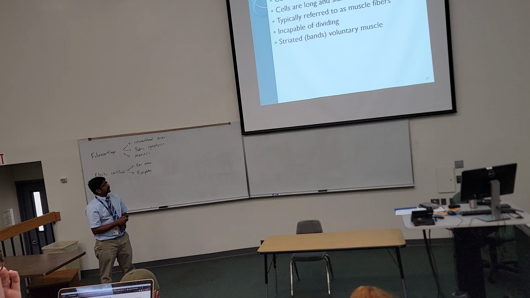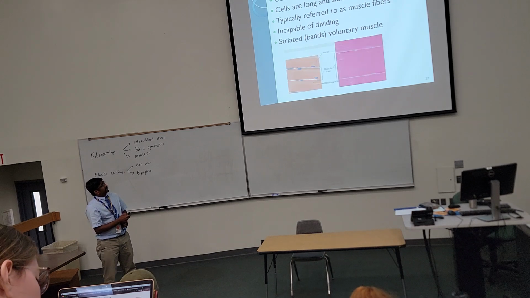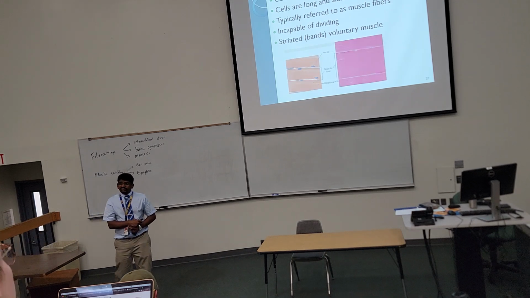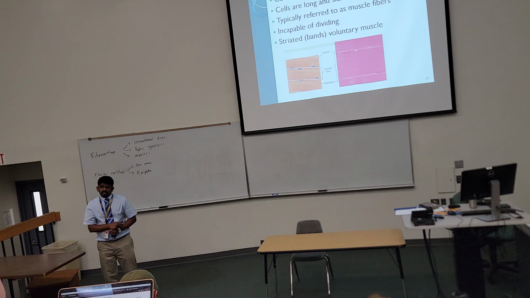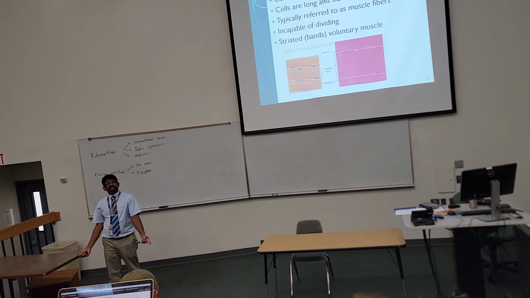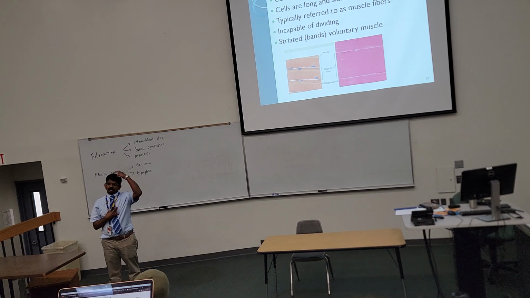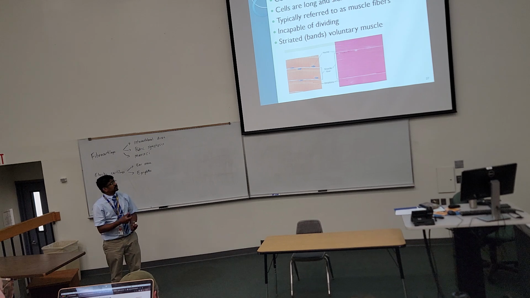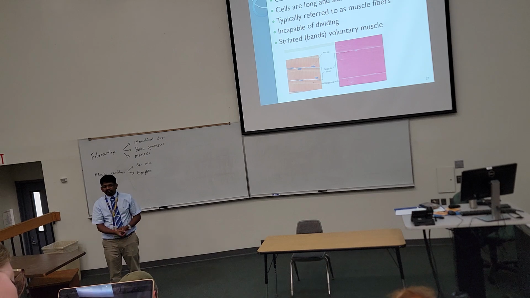What else do I want to talk about? Are they under voluntary or involuntary control? Voluntary. Voluntary control is conscious control. Don't say we can't control them, because yes, our heart muscle is controlled by us. It's not voluntarily controlled by the brain. So this is the only one we can voluntarily, consciously control, while the other two are involuntary.